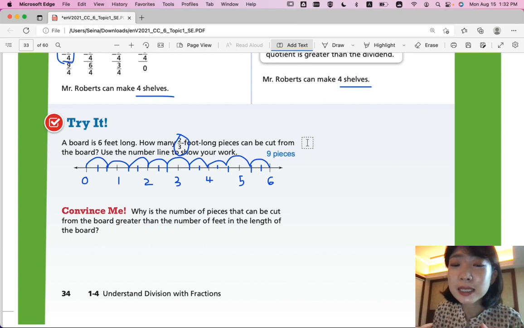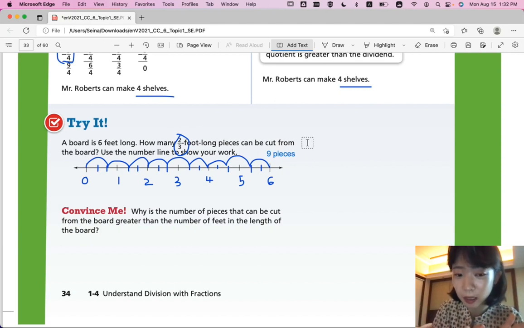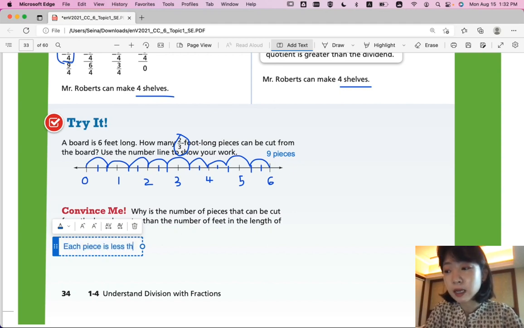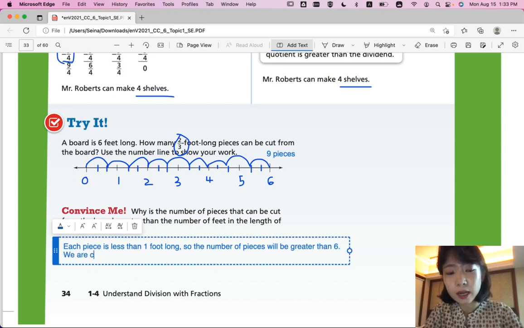Because we're counting the pieces, how many pieces we have. We're dividing it and we're counting how many pieces we have, not the length. We're not talking about the length, we're counting the pieces itself, right? So it could be greater, right? So each piece is less than 1 foot long. So the number of pieces will be greater than 6. We are counting the number of pieces, not the distance, or not the length.